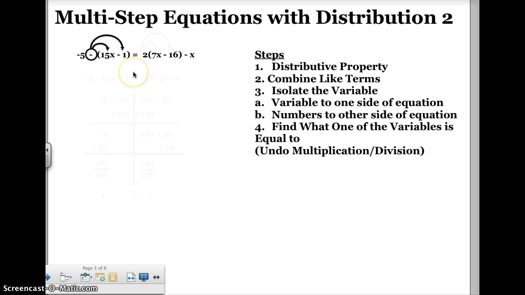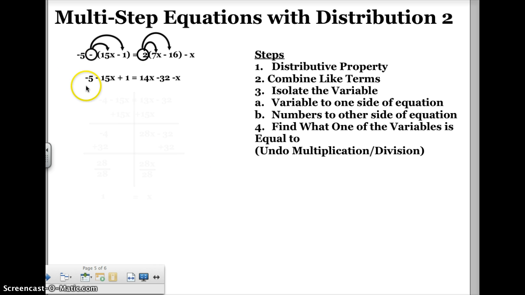Let's look at the other side of the equal sign. Just like before, now I'm going to distribute a 2 through the parentheses. 2 times 7x should be 14x, and 2 times negative 16 is going to be negative 32. And then after I do that, I still have a minus x. Let's see what that looks like after I do the whole problem.